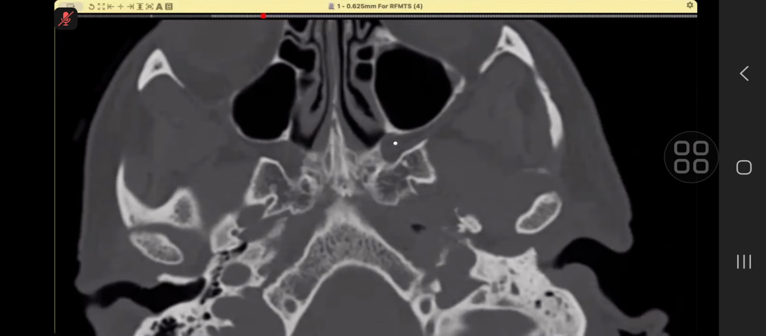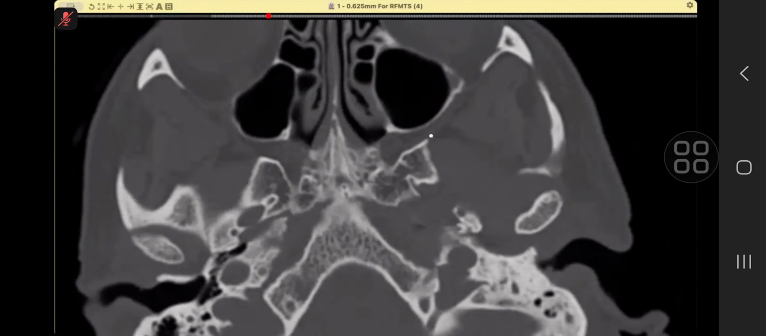So one take-home point is that sphenopalatine foramen is the foramen in between the nasal cavity and this fossa. Laterally, you can see it is open. And where is it opening? It is opening into the masticator space. This is the nasopharyngeal masticator space. So this is known as the lateral pterygopalatine fissure.